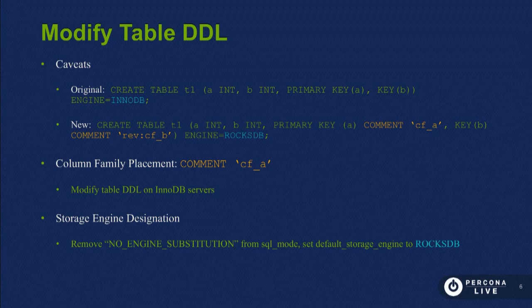And then because MyRocks doesn't support running both InnoDB and RocksDB at the same time, when you take this particular schema that has engine equals InnoDB and try to create that within a MyRocks instance, it's going to fail. So the way we got around this was to remove the no engine substitution flag within the SQL mode. And this will basically let us use the default engine if it doesn't recognize what the original engine is to create your tables. And so this is just one example of things that you have to do with your table schema before you convert from InnoDB to MyRocks.